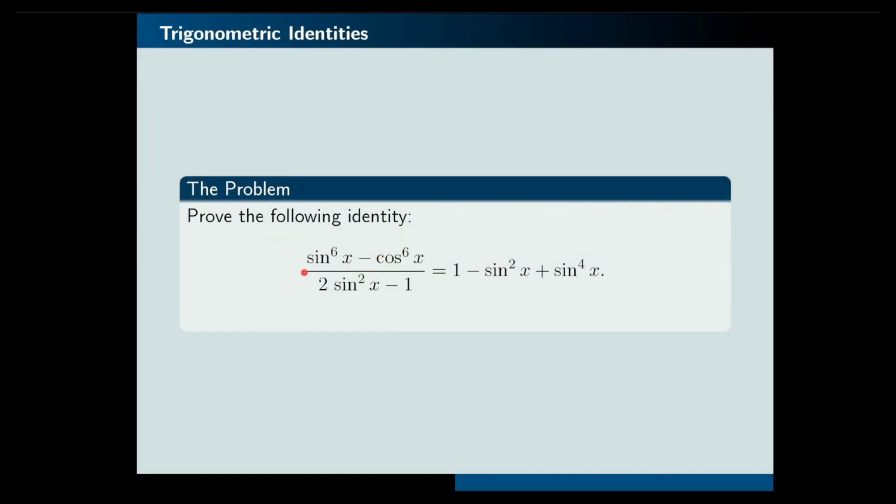Prove the following identity: sine x to the sixth minus cosine x to the sixth over 2 sine x squared minus 1 equals 1 minus sine x squared plus sine x to the fourth. It would be a good idea if you pause the video at this point and try to solve the problem yourself first.